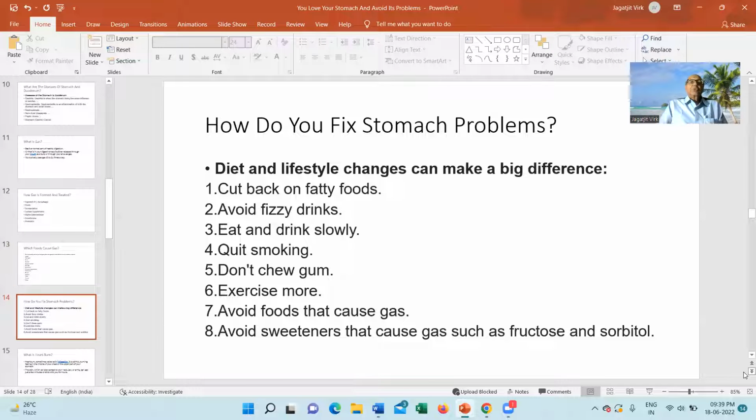How do you fix stomach problems? Diet and lifestyle changes can make a big difference. Cut back on fatty foods, avoid fizzy drinks, eat and drink slowly, quit smoking, don't chew gum, exercise more, avoid foods that cause gas, and avoid sweeteners that cause gas such as fructose and sorbitol.